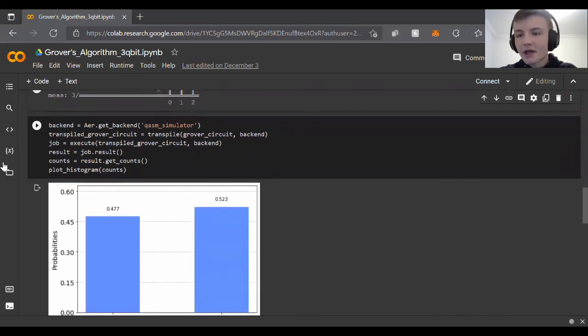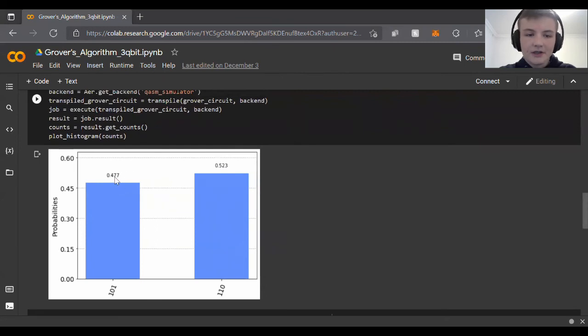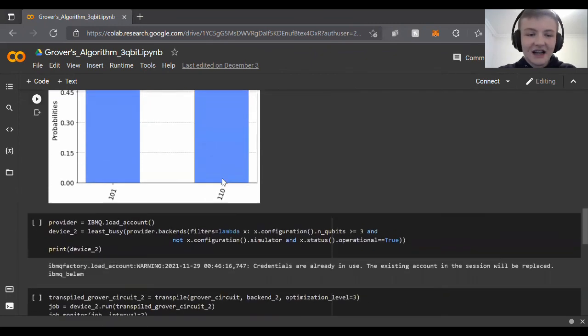All of this code looks much the same as the first example with 2 qubits, except here in this histogram count, we only have 101 and 110, with slightly more than 47% for 101 and slightly more than 52% for the 110 state. Ideally, this should be a 50-50 distribution, but due to the probabilistic nature of quantum mechanics, these states will likely never be exactly 50-50.